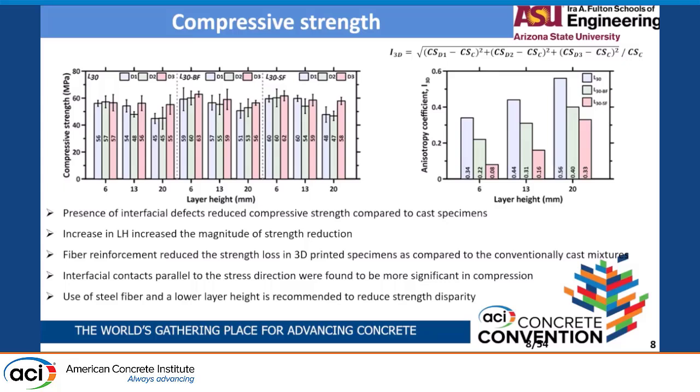So what we can learn from this is that we can use a lower layer height of 6 mm if we want near isotropic conditions in compressive strength, and also use steel fiber to compensate for the interfacial defects. But if we already know the stress application direction and have an idea of the principal direction, we can also use a higher layer height by properly orienting the specimen in the direction where the principal stresses will be applied.